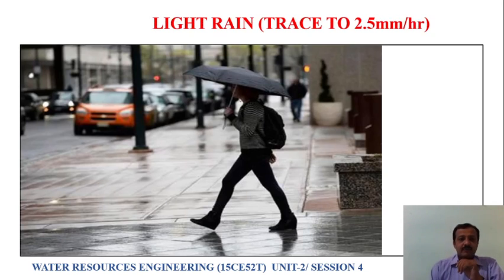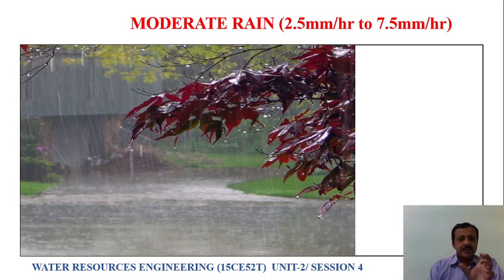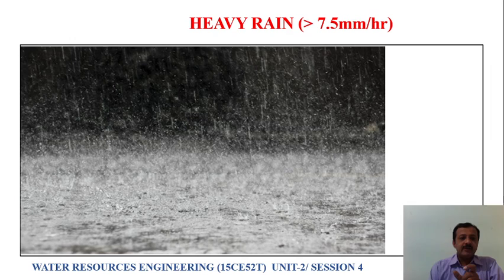This is an example for light rain, trace to 2.5 millimeter per hour. This is an example for moderate rain, 2.5 millimeter per hour to 7.5 millimeter per hour.